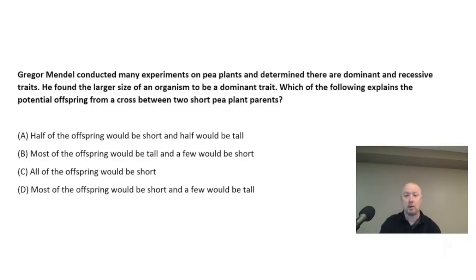Okay, so it talks about the pea plant's dominant trait is the larger size. So the larger size is the dominant trait. So that would be the dominant allele. And the short pea plant is the recessive allele. Okay, so now what's happening is when we cross, both parents have the short pea plant allele. So that means that for that gene to be expressed, all of the offspring would be short because you would need both parents to have that recessive gene in order for the gene to be expressed. So every offspring would be short.